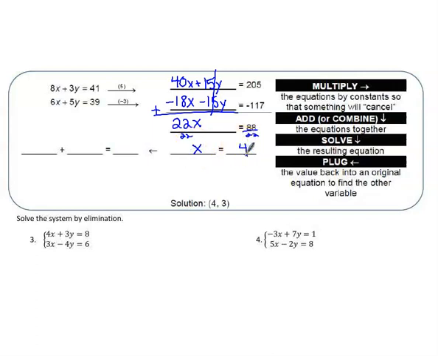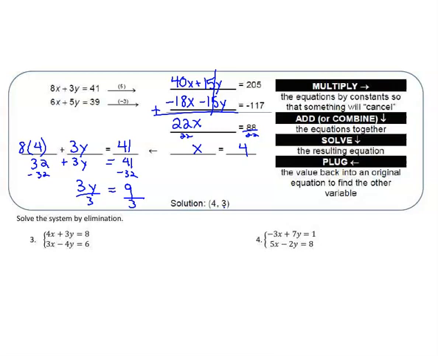Once we know what x is, go back to any one of the original equations. Let's use the top row again. 8 times x, which is 4, plus 3y equals 41. So 32 plus 3y equals 41. Subtract 32, and you get 3y is equal to 41 minus 32, which is 9. Divide by 3, you get y is equal to 3. And x was 4, y was 3. Okay.